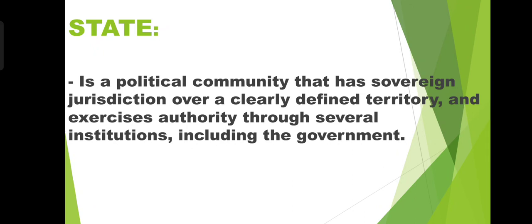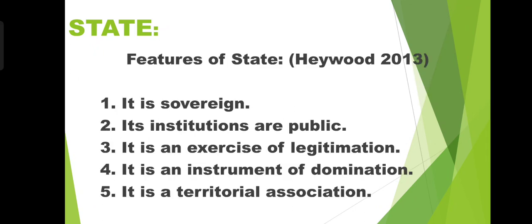Now, what do you mean by state? State is a political community that has sovereign jurisdiction over a clearly defined territory and exercises authority through several institutions, including the government. There are different features of a state according to Haywood 2013. First, it is sovereign. Second, its institutions are public. Next, it is an exercise of legitimation. Next, it is an instrument of domination, and it is a territorial association.